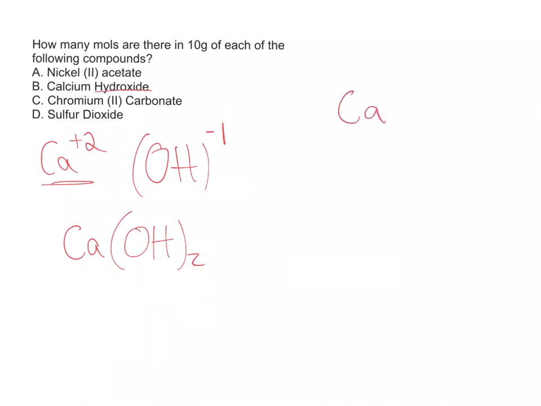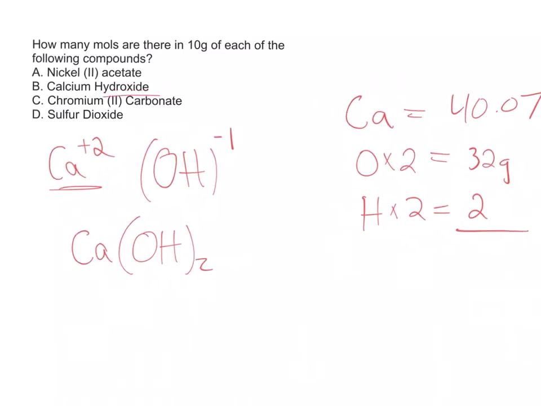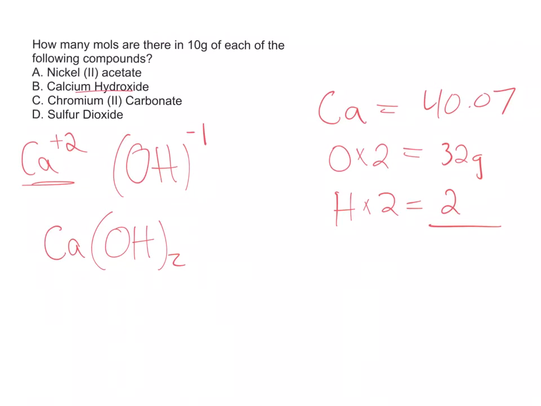So we're going to do the same thing as we did before. We're going to find the total weight. Here we have 2 oxygens and 2 hydrogens. So it's 2 grams. That one is 32 grams. And calcium is 40.07. So when we add all these up, we get a total of 74.07 grams.